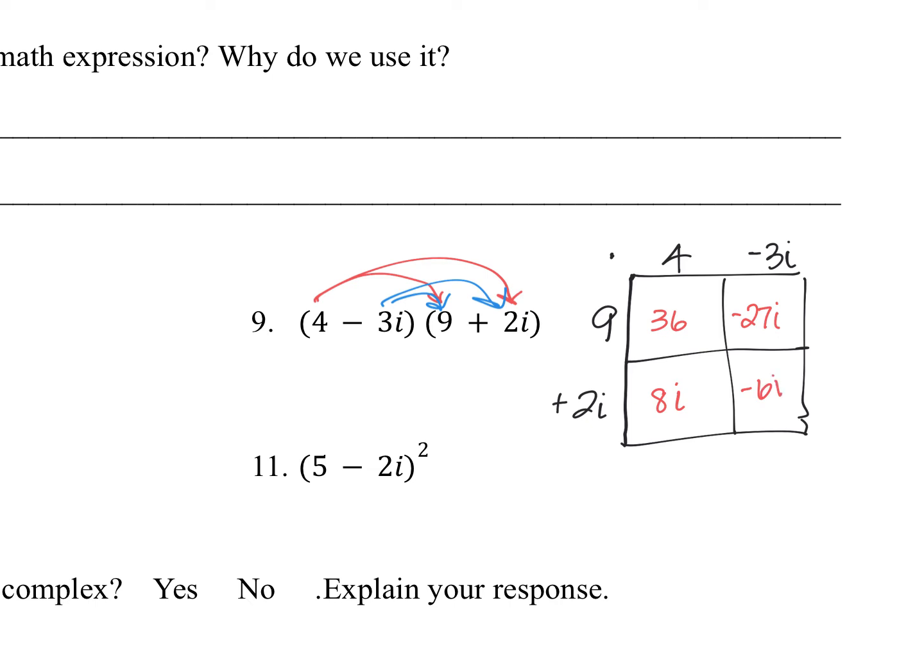i times i is i squared. So be very careful with that i squared. i squared is equal to -1. We end up with -6 times -1. A negative times a negative is a positive. And then you combine like terms.